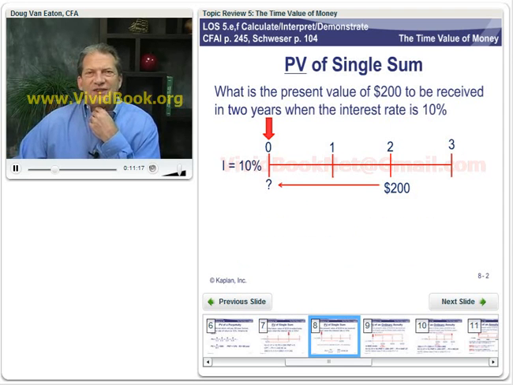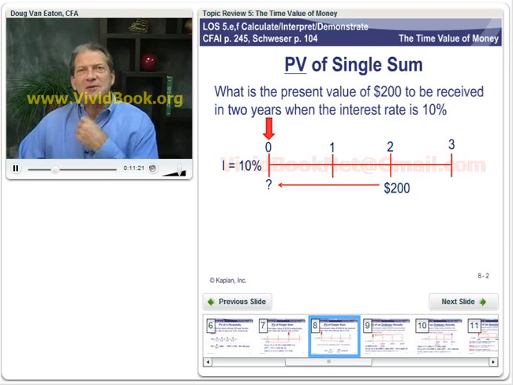Instead of multiplying by 1 plus the interest rate, we divide by 1 plus the interest rate. So the question now becomes, in a more intuitive way, what would I have to put in an account today that earned 10% annual interest in order to have $200 2 years from now? And we call this the present value, or the present value equivalent of $200 2 periods in the future.